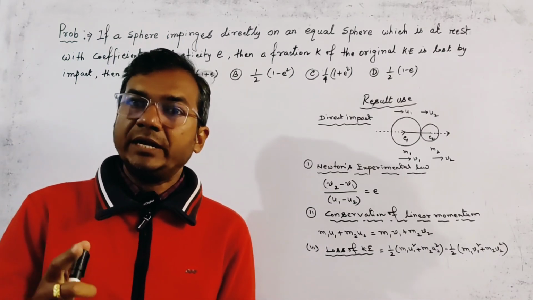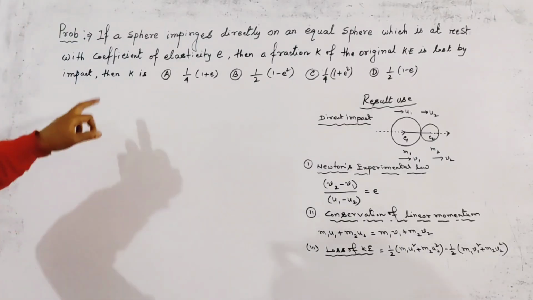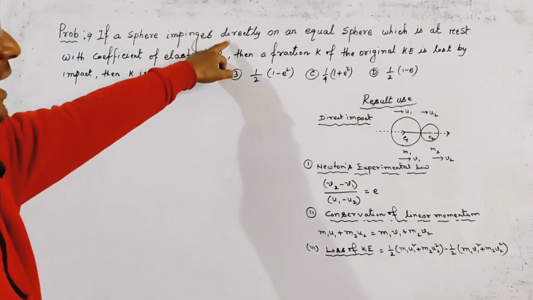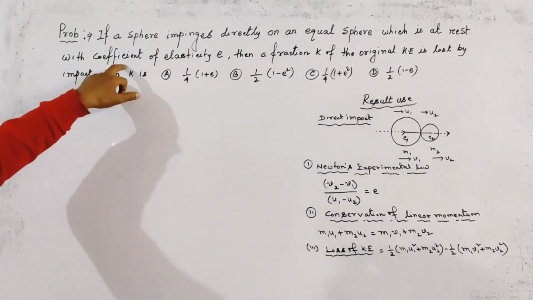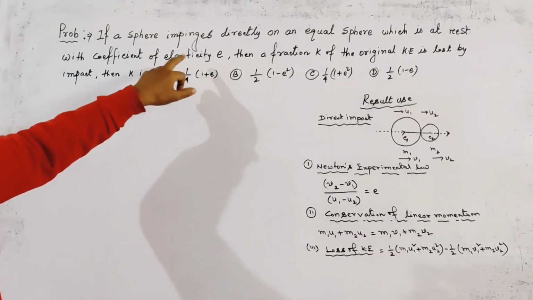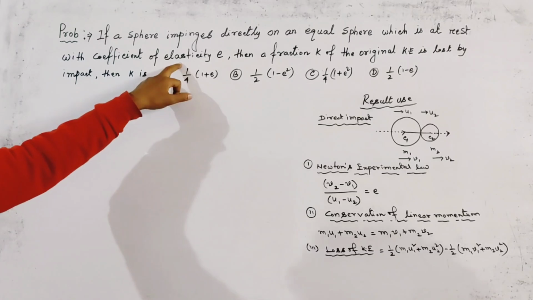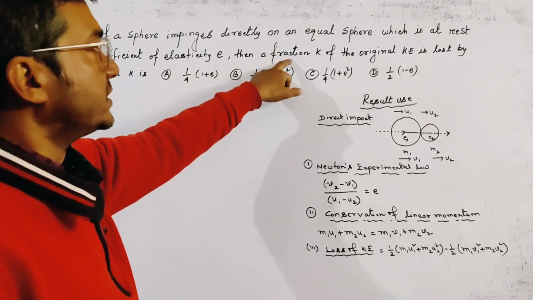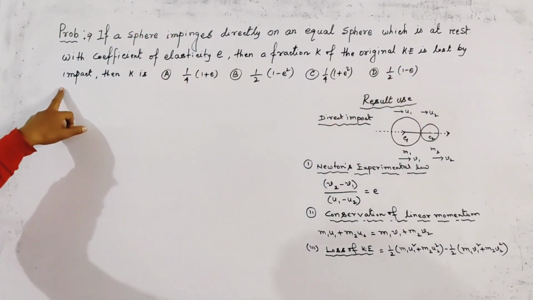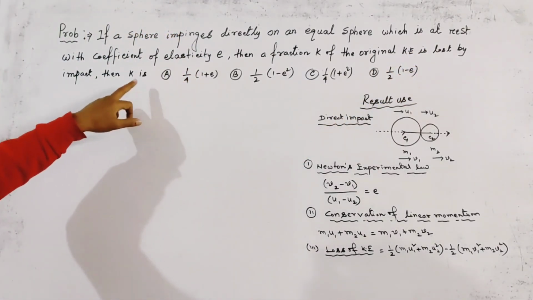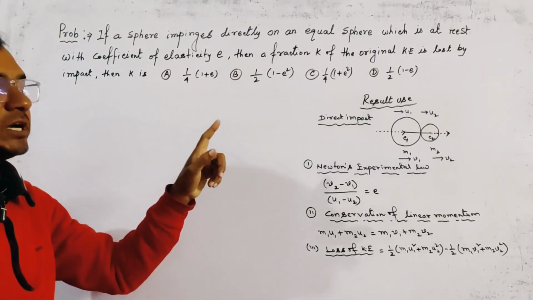Problem from particle dynamics and from the chapter on collision. The problem is: if a sphere impinges directly on an equal sphere which is at rest, with coefficient of elasticity e, this coefficient of elasticity is also known as coefficient of restitution, right? Then a fraction k of the original kinetic energy is lost by the impact. We have to find the value of k. Here 4 options are given. We have to find out the correct option.